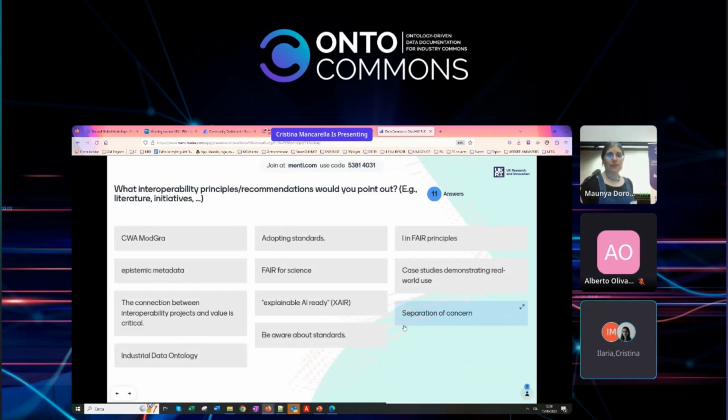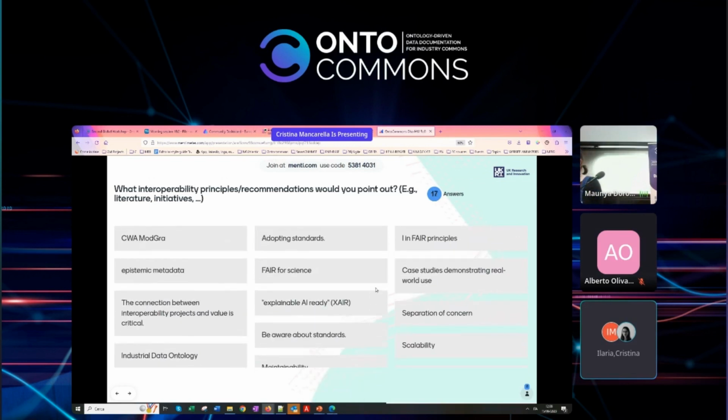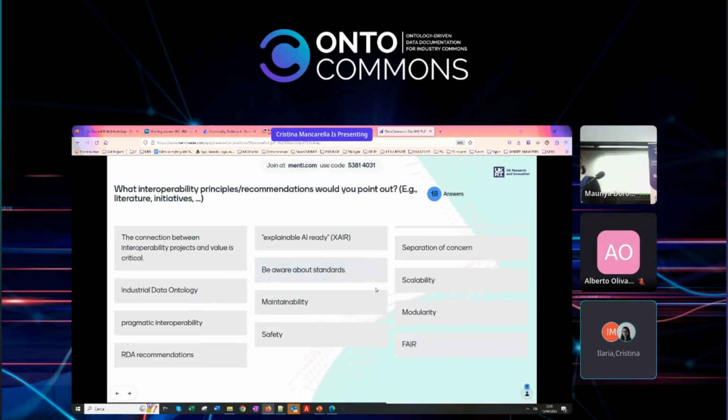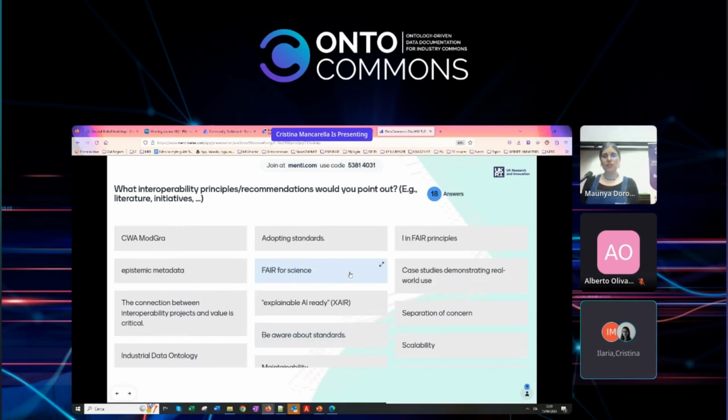The AI FAIR principles, yes. CWISO send workshop agreements of ModGraph, which is for the topological representation of processes, epistemic metadata, industrial data ontology. Be aware about standards. RDA, thank you. Yes, here we are really after initiatives, like, I don't know, EMMC, just to name one, institutions or associations.